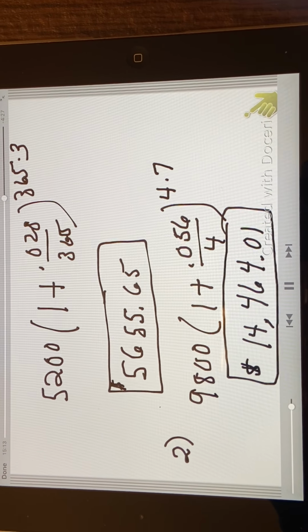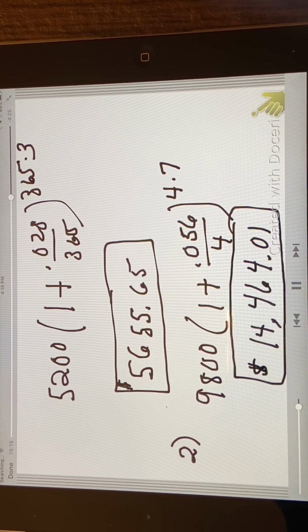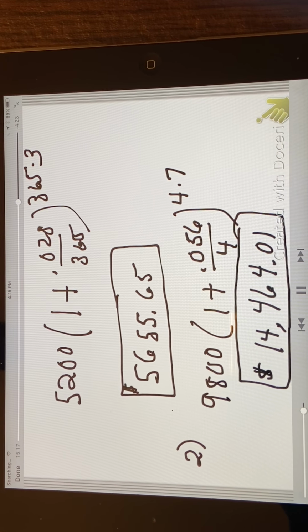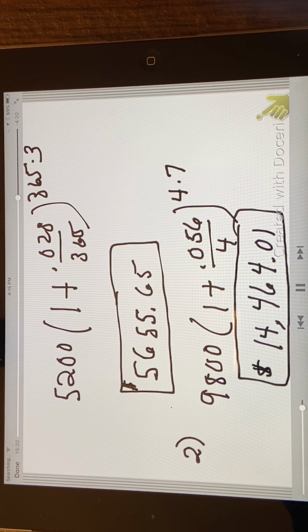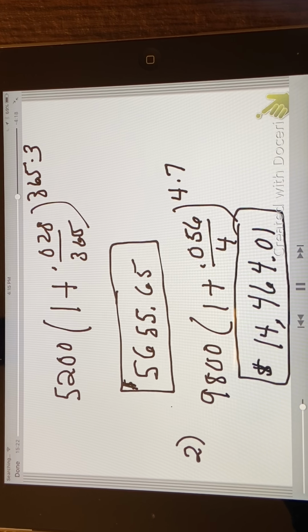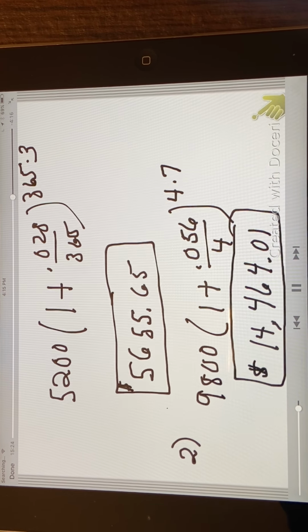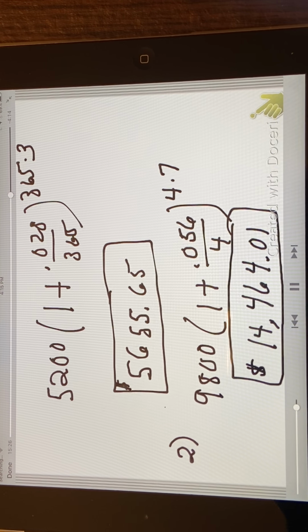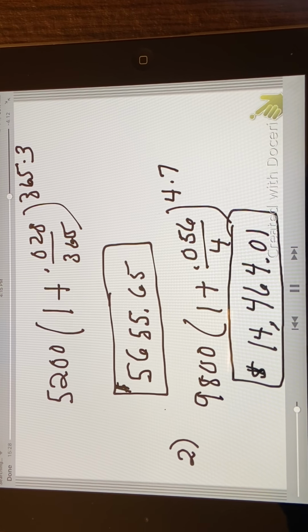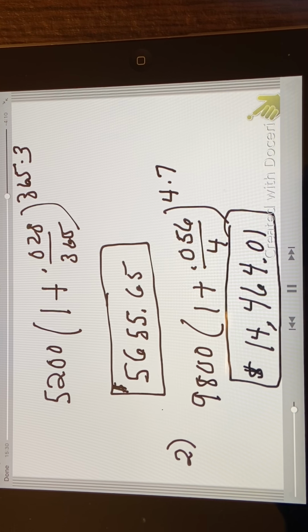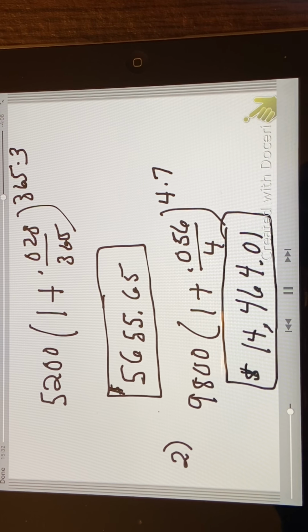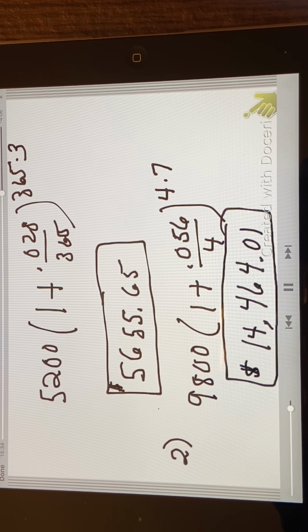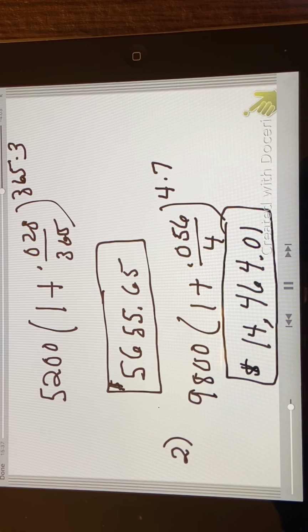I went ahead and worked out the second compound interest question just to show you what it was, because it's just like one of the first ones. This time I'm not doing a comparison, account 1, account 2. I'm just doing a straight up question. So I ended up with $14,464.01 in the second investment there on number 2.